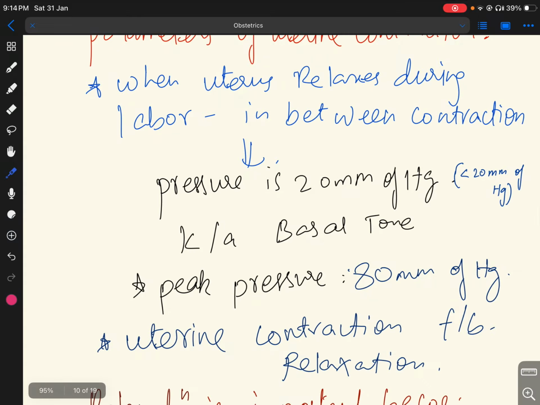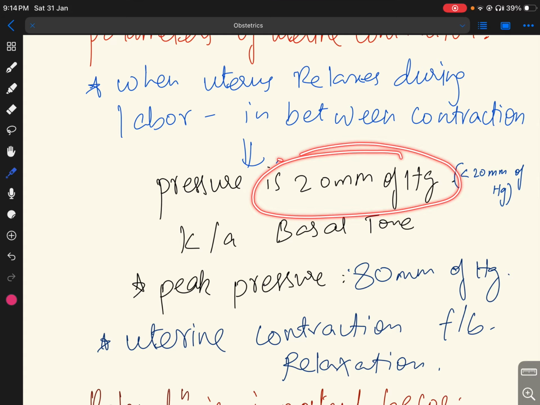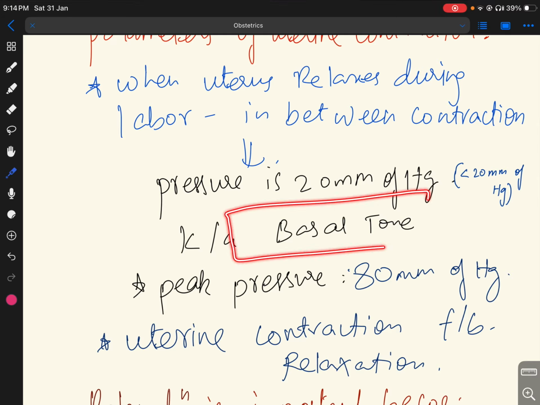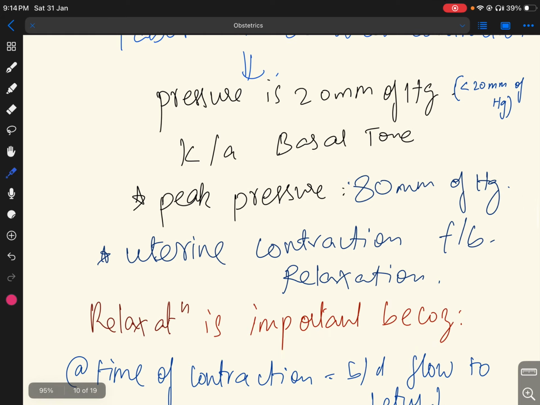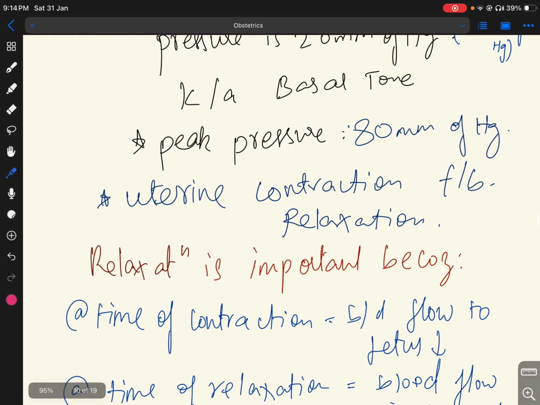When the uterus relaxes during labor in between contractions, the pressure is 20 millimeters of mercury. It is called the basal tone. What is the peak pressure? It is 80 millimeters of mercury. Uterine contractions are followed by relaxation.